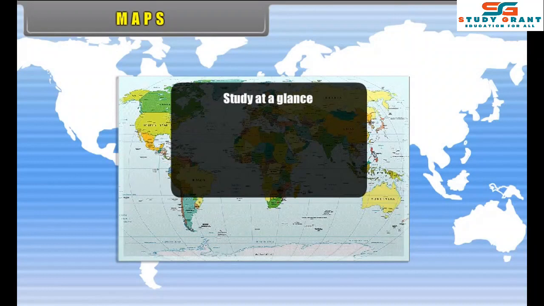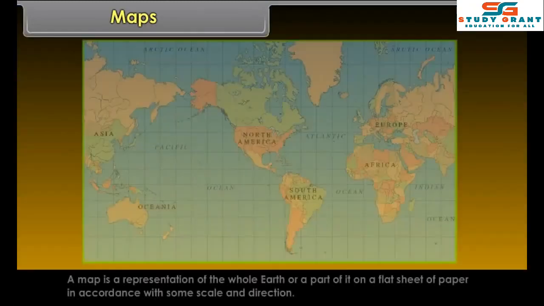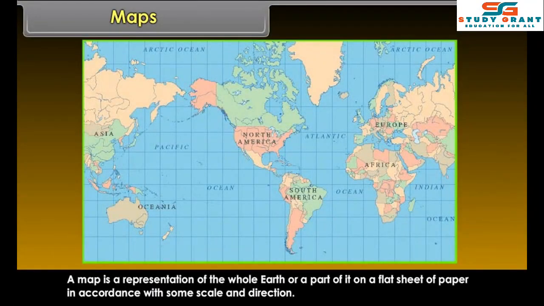Study at a glance. Maps. Essential components of maps. Plan. Maps. A map is a representation of the whole earth or a part of it on a flat sheet of paper in accordance with some scale and direction.